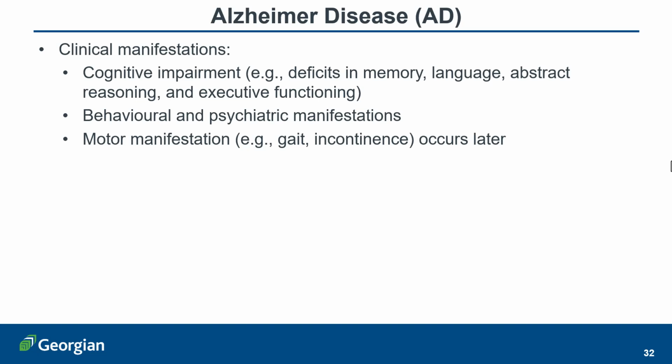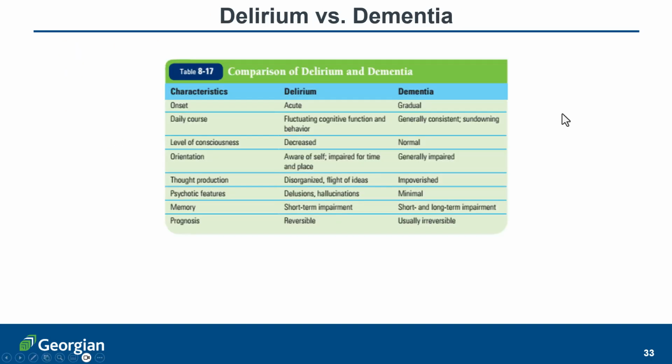In terms of the clinical manifestations of Alzheimer's disease, they include cognitive impairment, for example, deficits in memory, language, abstract reasoning, and executive functioning. That in turn results in various behavioral and psychiatric manifestations, including aphasia, apraxia, and agnosia. Lastly, we just want to highlight that motor manifestations, for example, gait imbalances and incontinence, only occur at the later stages. Before we move on, I'd just like to do a comparison of dementia versus delirium.